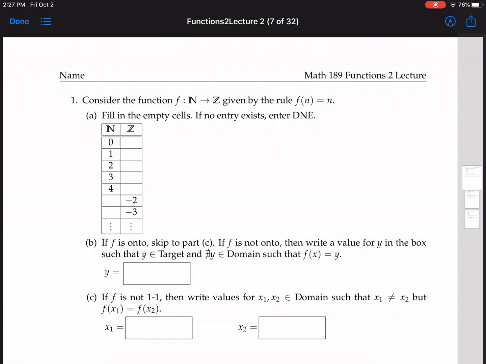Now, what you're trying to do in these problems, well, the first thing you've got to do is fill in the table. Once you fill out the table, if you know how to read the table, then you'll be able to answer questions B and C without too much trouble.